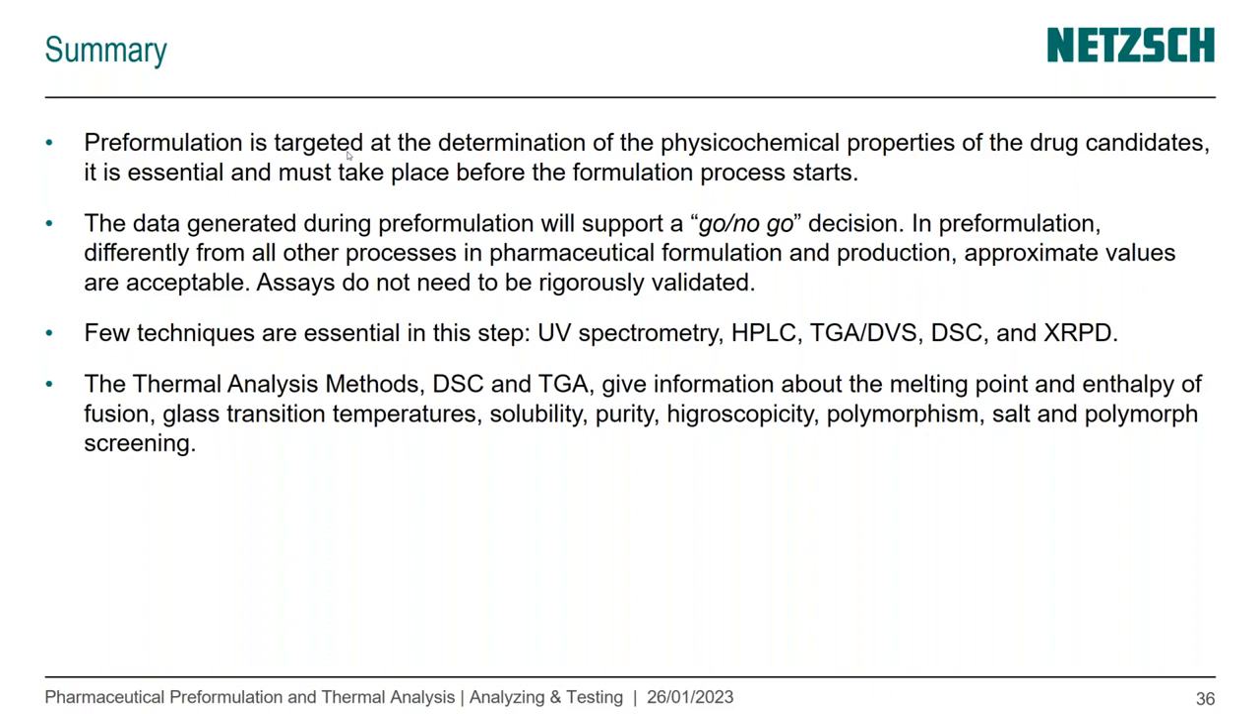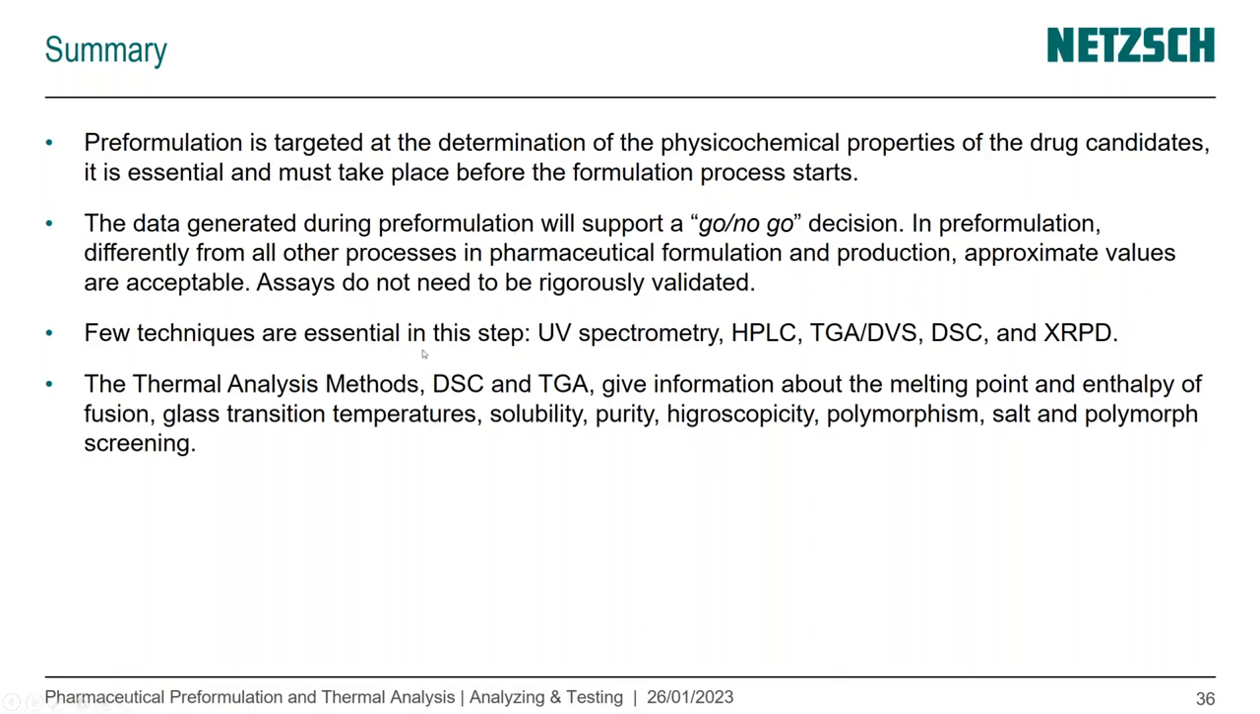Only a few techniques are essential for pre-formulation: UV spectrometry, HPLC, TGA or DVS, DSC, and X-ray powder diffraction. Using thermal analysis methods, we can get information about melting point, enthalpy of fusion, solubility, actually the ideal solubility, which is an estimation of solubility, the purity of the materials, hygroscopicity, polymorphism, and we can do the screening of salts and polymorphs.